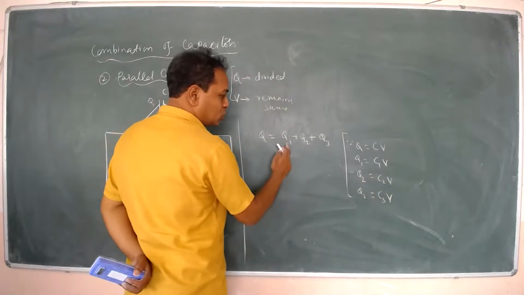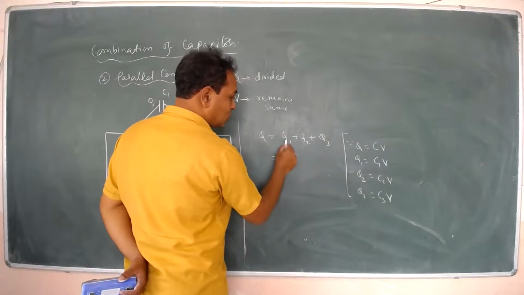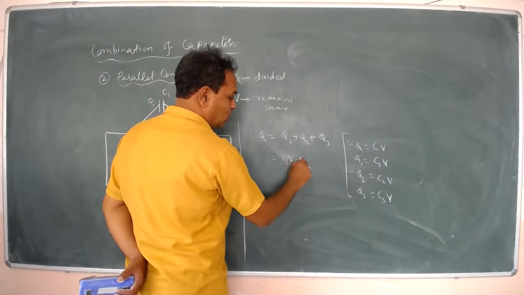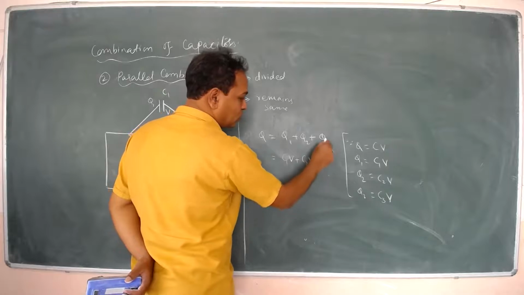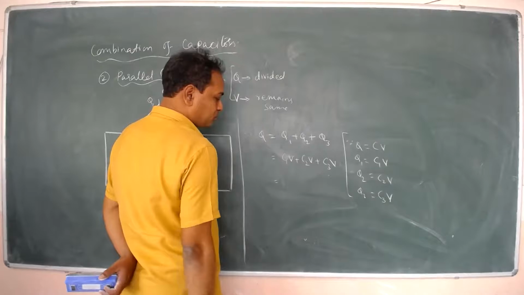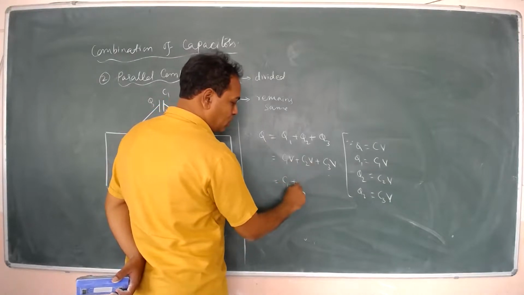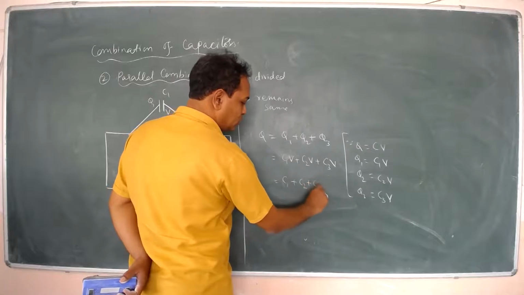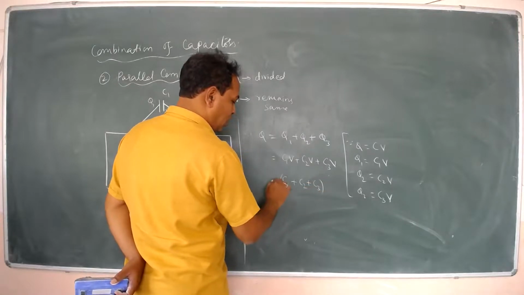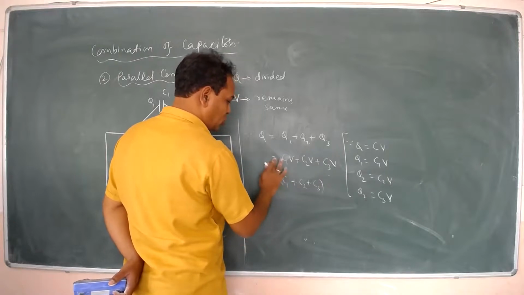Now, instead of Q, I will substitute these values here. So I can write Q equals C1V plus C2V plus C3V. From here, I will take V as common, so it becomes V times C1 plus C2 plus C3.